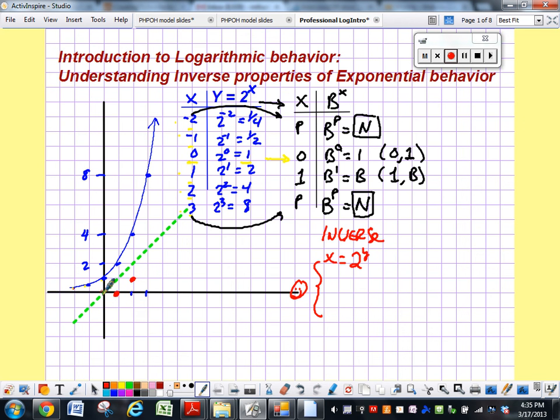I also have a point exponentially that's 2, 4. 2, 4 would become 4, 2. And 3, 8 becomes 8, 3. In fact, even way back here, I got a negative 1, 1/2, so that's 1/2, negative 1. Negative 2, 1/4 becomes 1/4, negative 2. And now we will approach the y-axis as an asymptote.